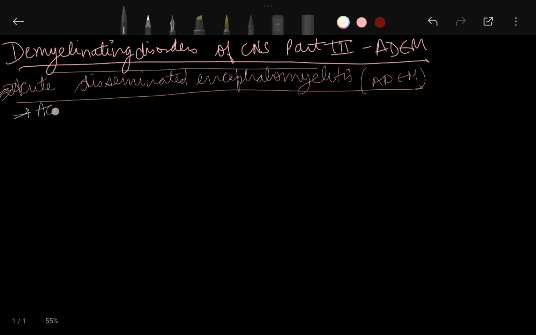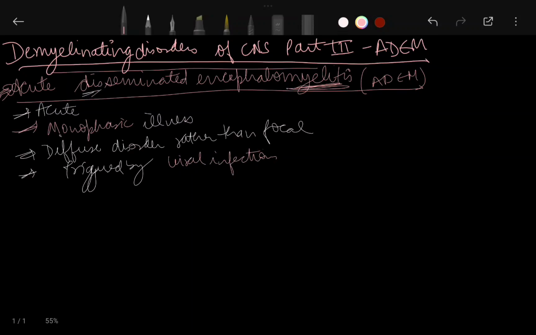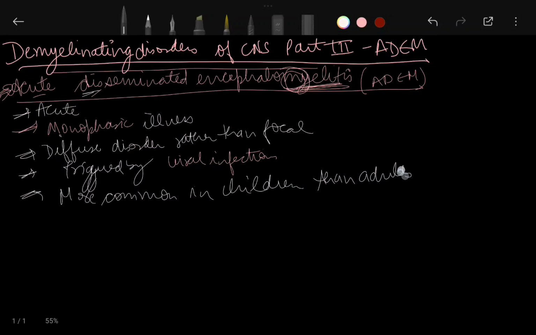From the name only we can say that it is acute, and this is a single attack, so it is a monophasic illness. It is a diffuse disorder rather than focal, and it is triggered by viral infections. Acute disseminated means diffuse, and myelitis here relates to viral infections. It is more common in children than adults.